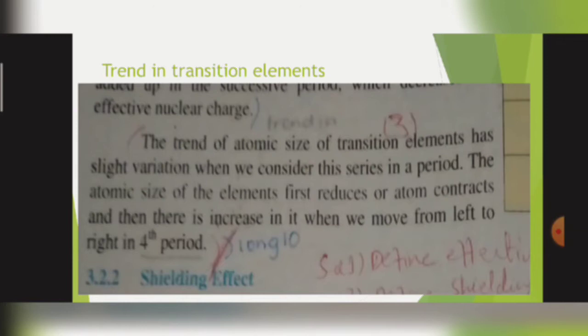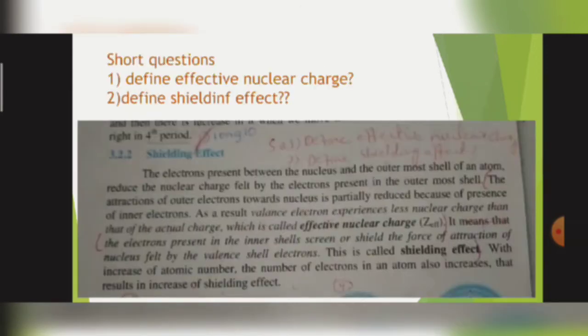And next, when we move along the series in a period, the atomic size of the element first reduces, or the atom contracts, and then there is an increase in it when we move from left to right in the fourth period. And next we will talk about the shielding effect. What is the shielding effect?